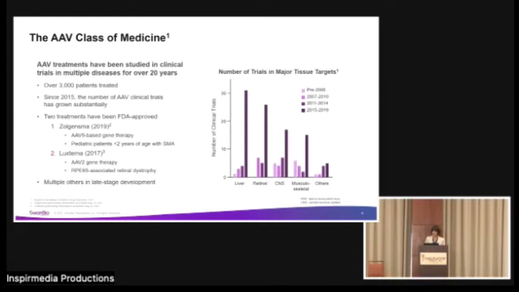And in fact, 2 were approved by the FDA. There was Zolgensma, which you may have heard of back in 2019, which is an AAV9-based gene therapy for children with spinal muscular atrophy. There's also Luxturna, which was the first one approved in the US back in 2017. That's an AAV2 gene therapy that's for a form of inherited blindness. And there are many others that are coming down the pipeline towards late stage development as well.